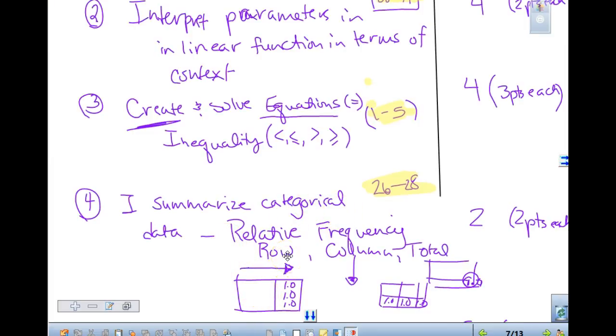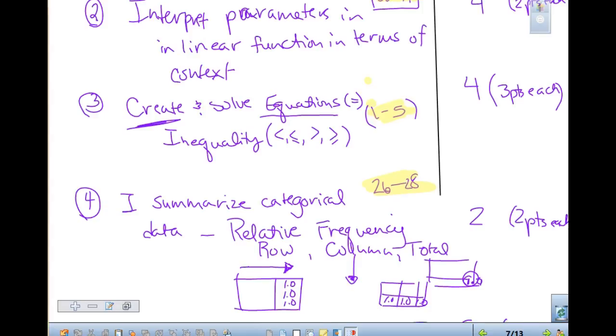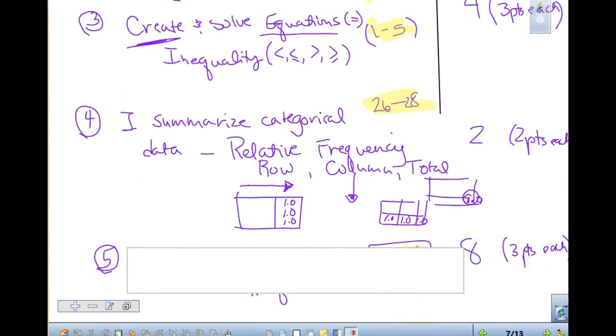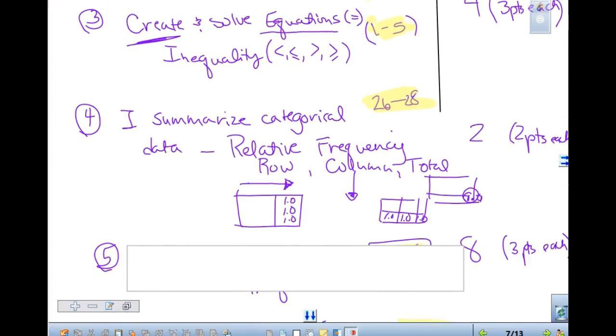Now, what's going to be different than what was on the test? On the test for our statistics unit, it was the one with the people with dogs and no dogs and cats. You made the table. This time I'm going to give you the table, and I'm going to ask you to calculate the relative frequency. I might ask you to calculate the relative frequency of the row. I might ask you to find the relative frequency of the column.